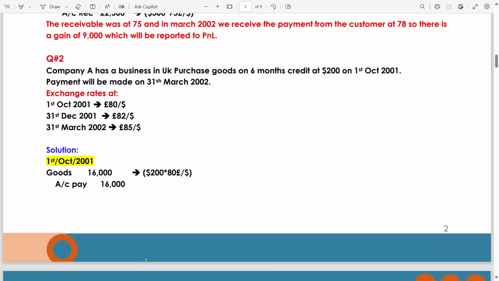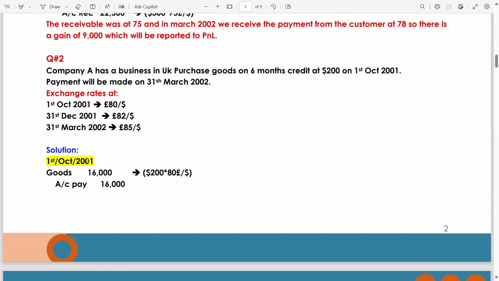Now question number 2 is about the payment, meaning you are purchasing goods on credit. Company A has a business in UK and purchases goods on 6 months credit at $200. On 1st October 2001, the purchase is made, and payment will be made on 31st March 2002. Exchange rates are: 1st October £80 per dollar, 31st December £82 per dollar, 31st March 2002 £85 per dollar.